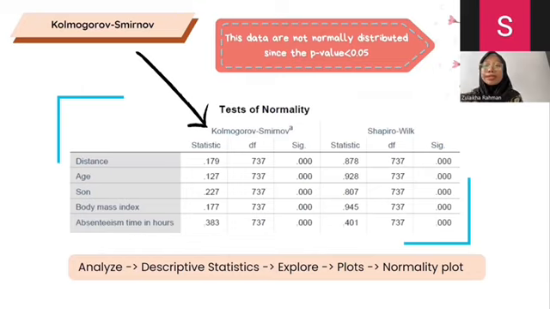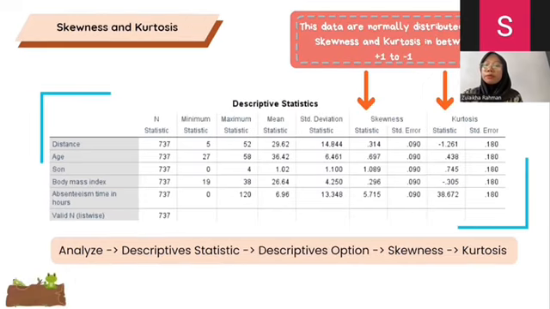Next, there are many assumptions to test a normality analysis. Firstly, we choose Kolmogorov-Smirnov. The result of this test concludes that our data are not normally distributed, since the p-value, also known as significance, is less than 0.05. For normally distributed data, the p-value must be greater than 0.05.